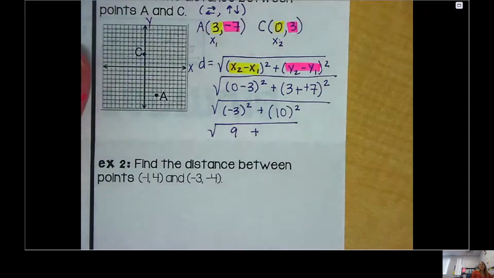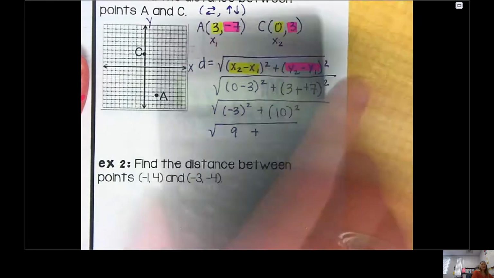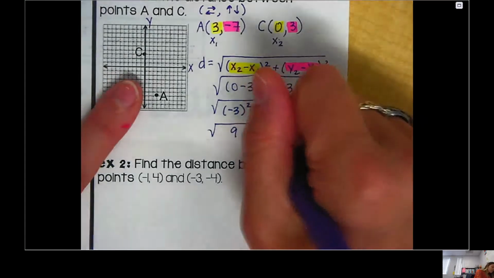Plus 10 squared. 10 squared is 100. That means 10 times 10. Not 10 plus 10, 10 times 10. You get 100 there.